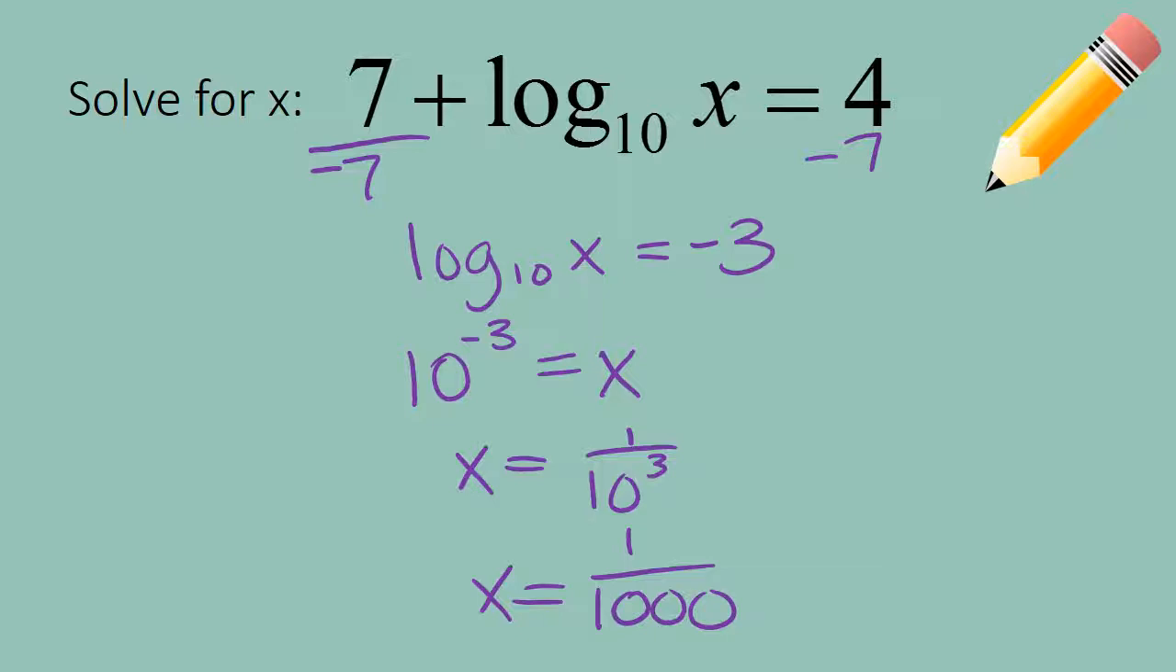Pretty easy to check this answer actually. Since it's a base 10, if you were to plug this in, you could plug it in just like this. 7 plus log of 1 divided by 1,000, and you should end up with 4.